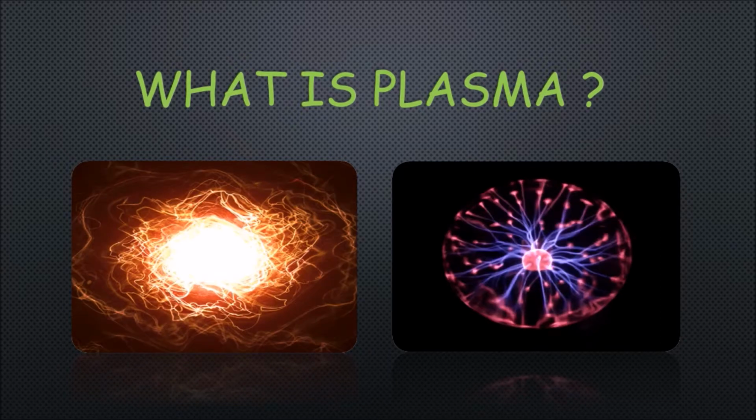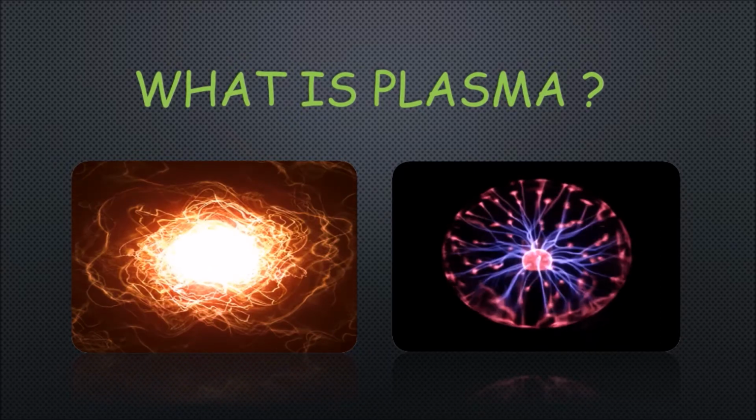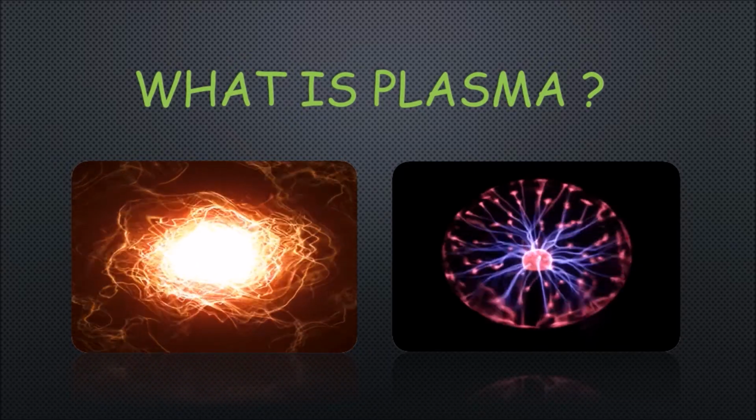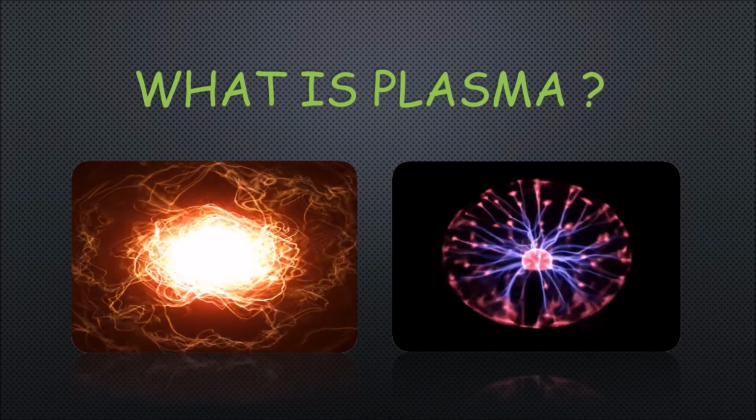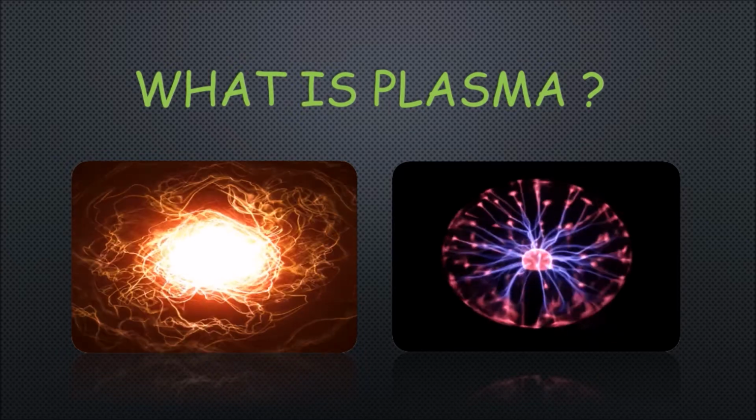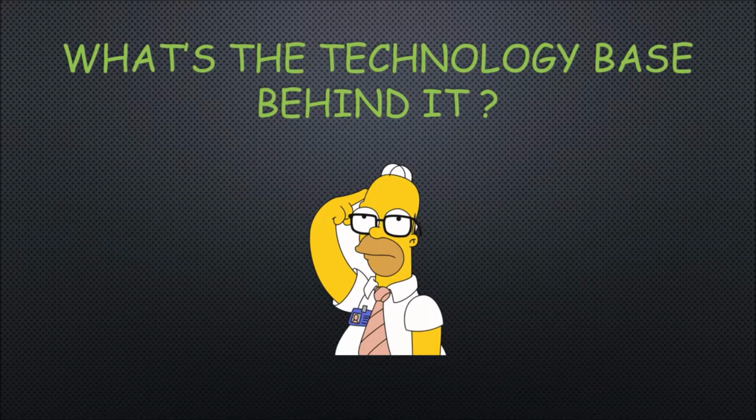Plasma is an ionized gas consisting of positive ions and free electrons in proportions resulting in more or less no overall electric charge, at low pressures and high temperature. Before delving deeper into the plasma display, let's talk about the technology base behind it.